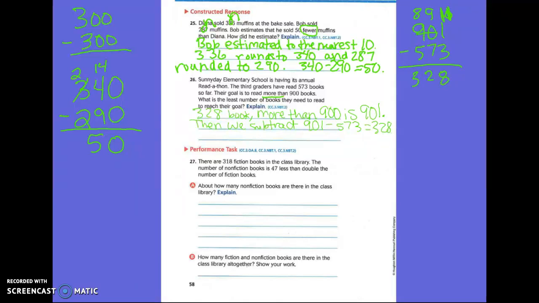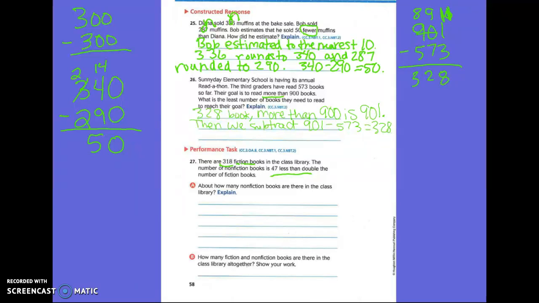Do we know an exact answer for non-fiction books? No. And how are we going to find that? What kind of problem is this, boys and girls? Two-step question. Yes, this is a two-step question. First step. Okay, we know there are 318 fiction books, and there's 47 less than double the number of fiction. So we have to first find what double fiction is.